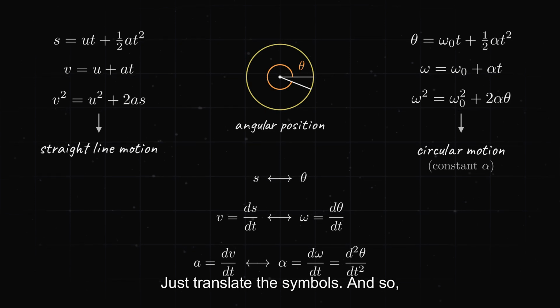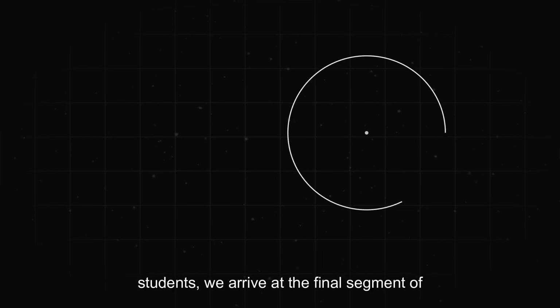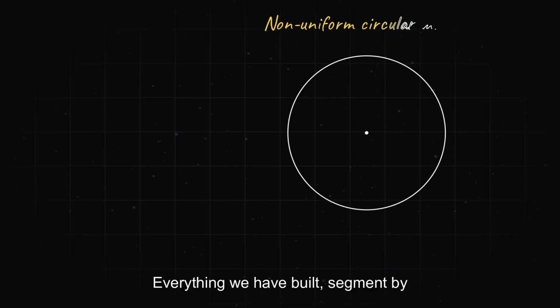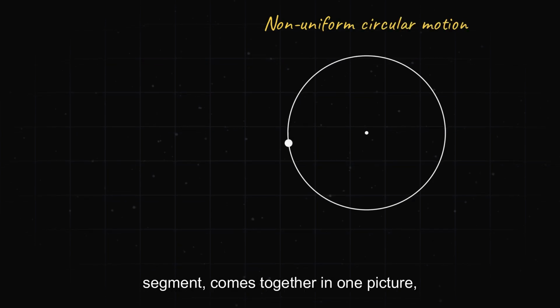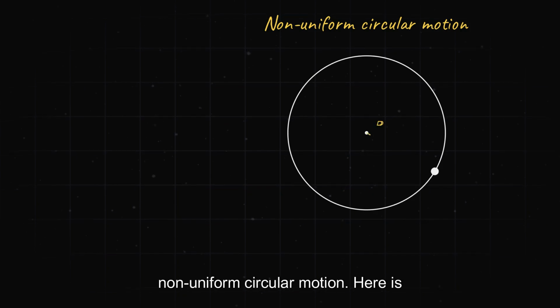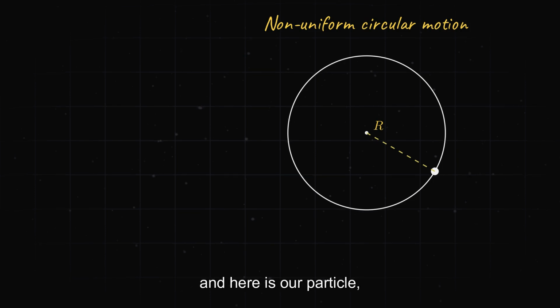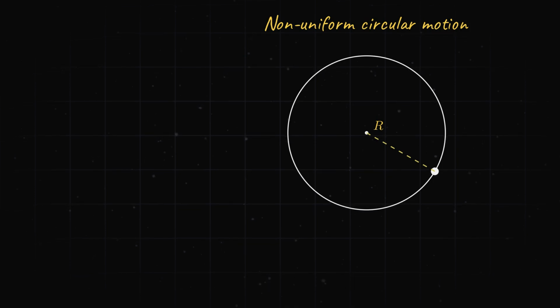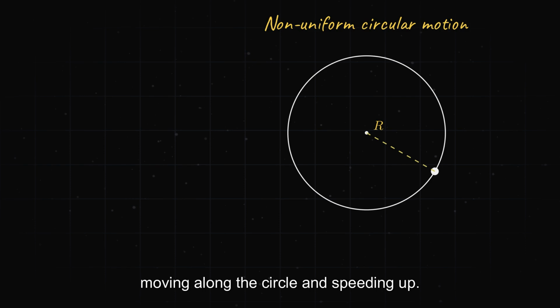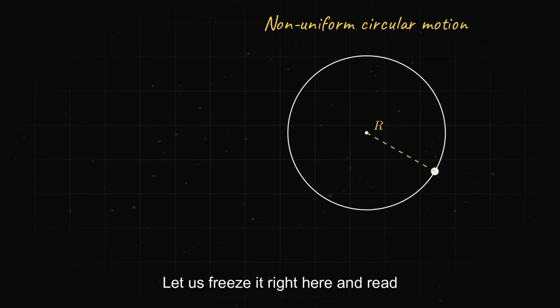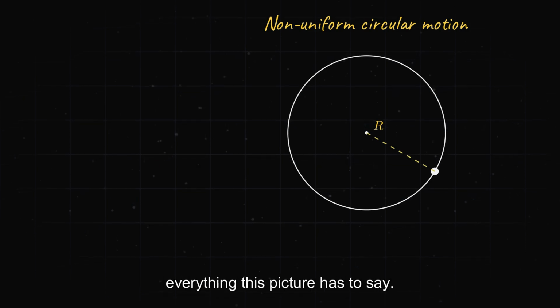Just translate the symbols. And so, students, we arrive at the final segment of this series. Everything we have built, segment by segment, comes together in one picture. Non-uniform circular motion. Here is the circle, here is the radius r, and here is our particle, a point on the path, moving along the circle and speeding up. Let us freeze it right here and read everything this picture has to say.